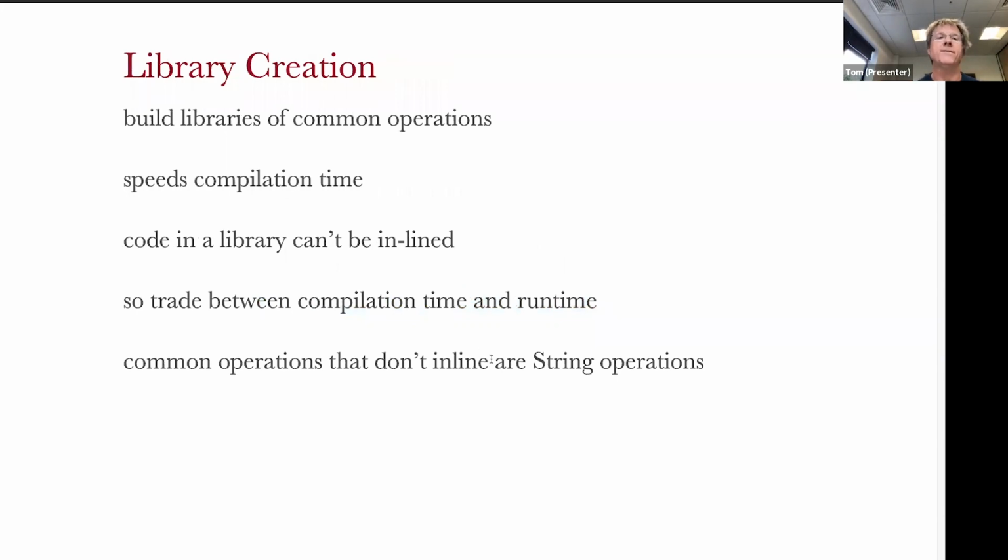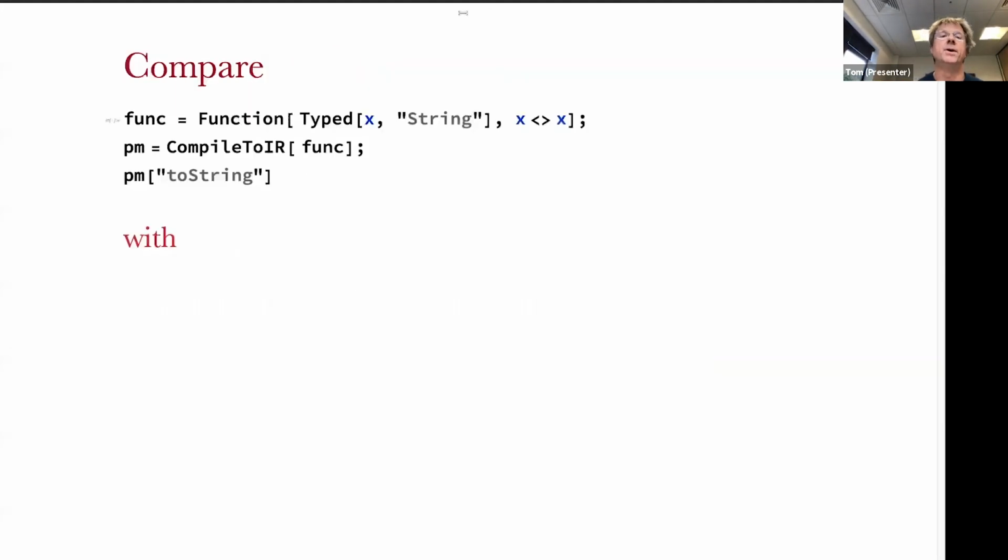But one thing that we have done is to start building libraries of common operations. This is a trade-off: it makes compilation faster, but it can hurt execution speed because the code in a library can't be inlined. So this is a trade between compilation time and runtime. But for some of these things that don't inline so much, it's not so important. For example, string operations. And we built a library of string operations.